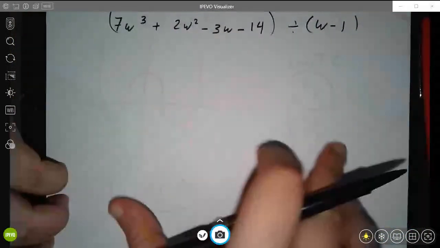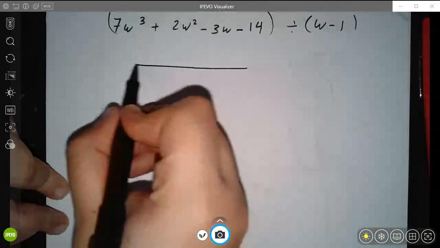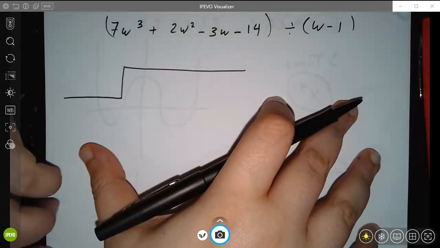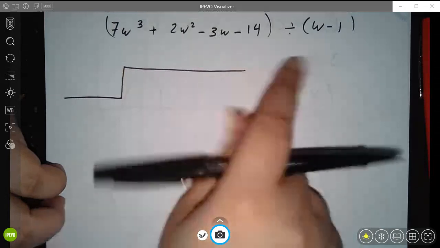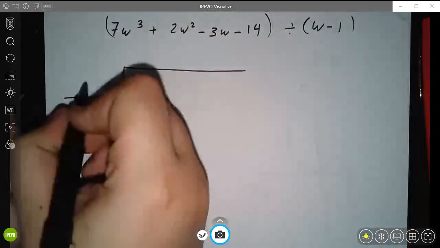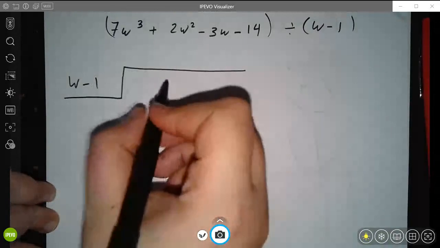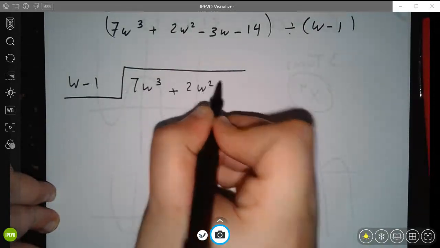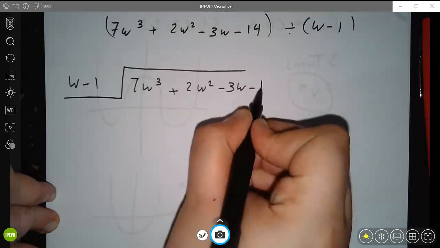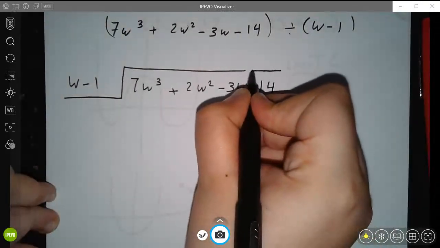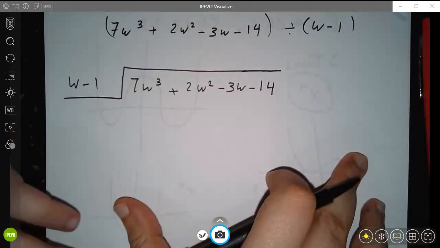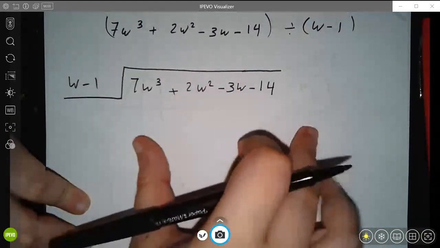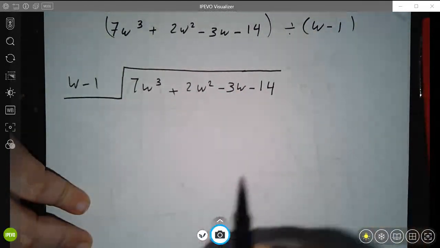Right? So what we do is you draw the shape you need for the long division. This goes in here, that goes in there, since you're dividing by it. So w minus 1 goes there, and 7w cubed plus 2w squared minus 3w minus 14. And then we get started. These are in order, and there's nothing being skipped, so there's nothing you need to do for the function. You just start solving.